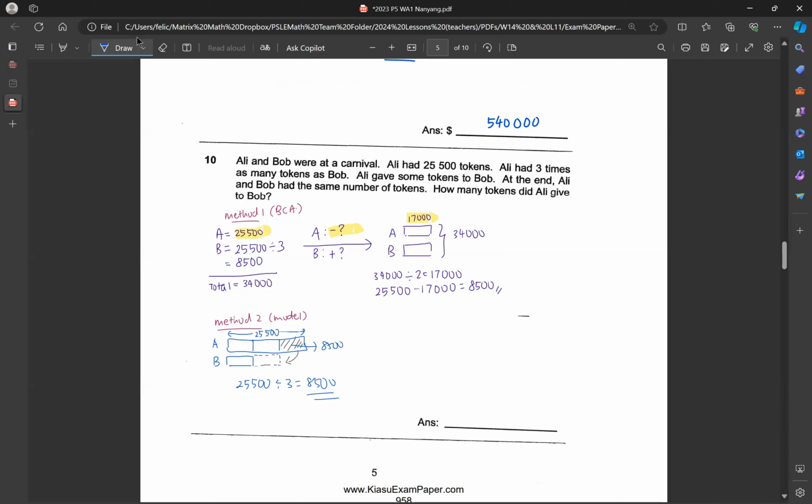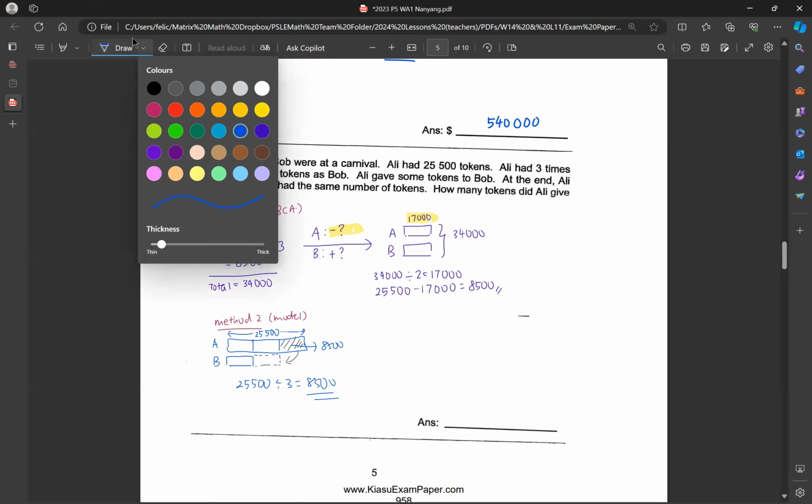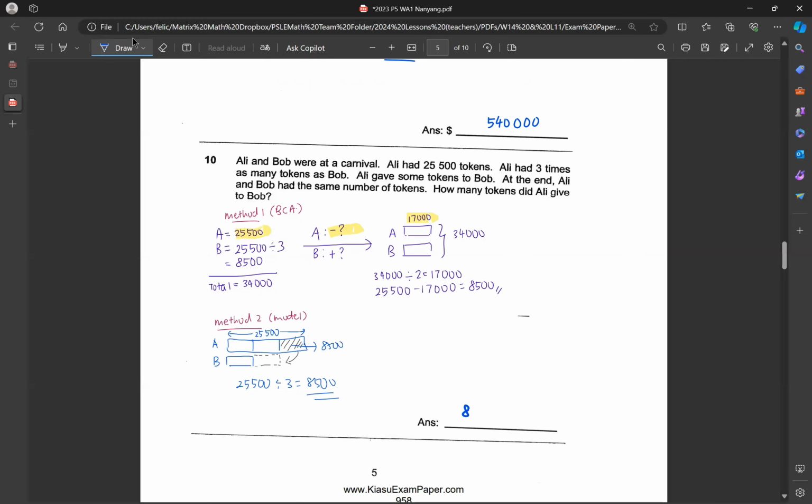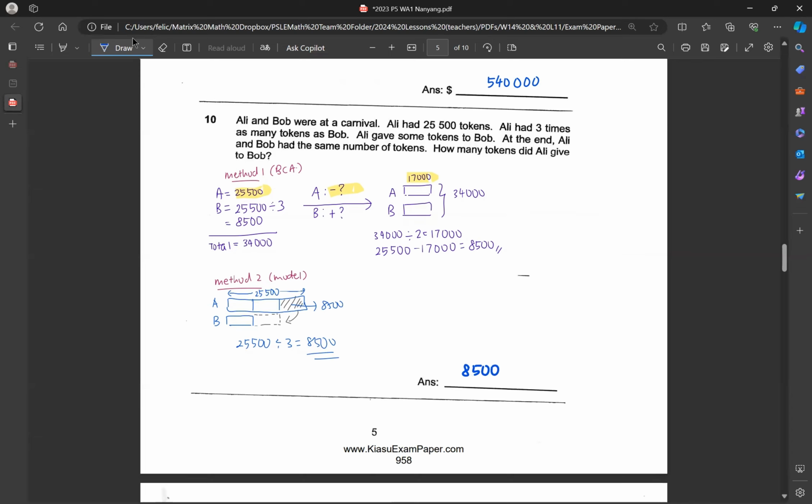Okay, so modern method here, of course, involves lesser steps. All right. Okay, let's go on to question 11.